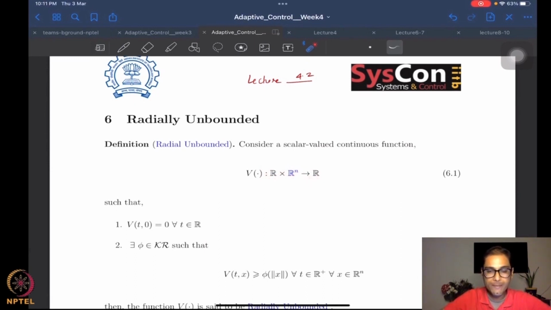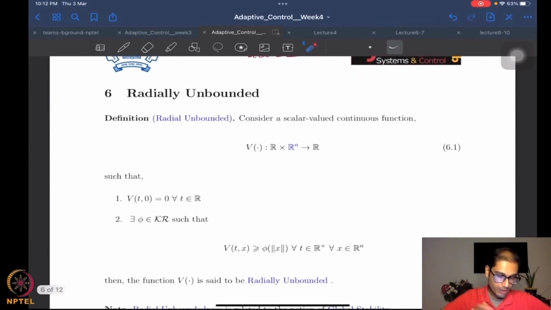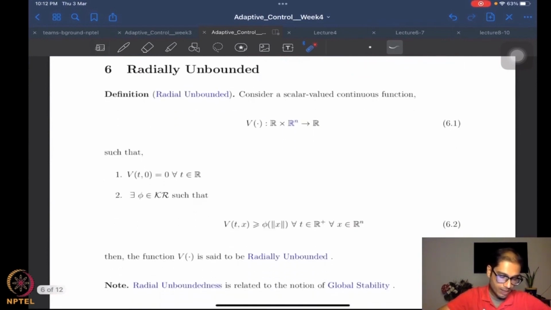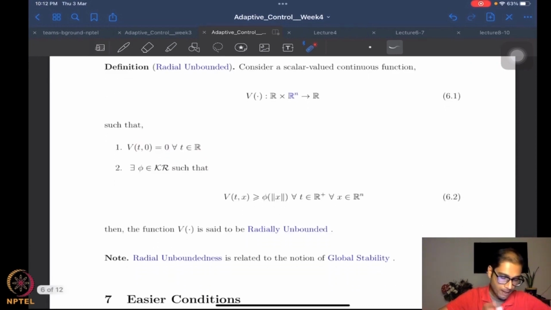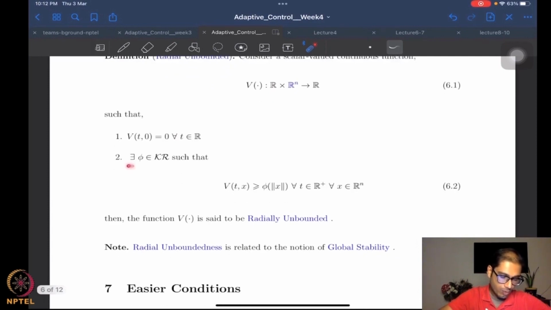This has always been the setup for these functions that we denote as V, which are essentially going to be our Lyapunov functions subsequently, right? So what do we require? We require that the function be 0 at 0, right? So at 0 value of state, the function has to take the 0 value. This was the same condition for positive definiteness also. The big difference happens here. We want the existence of a class K-infinity function, which this function V of t, x dominates.